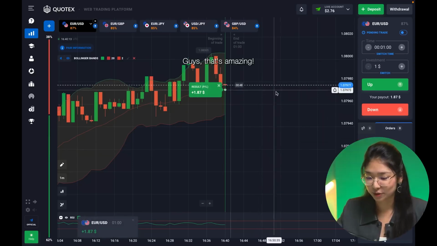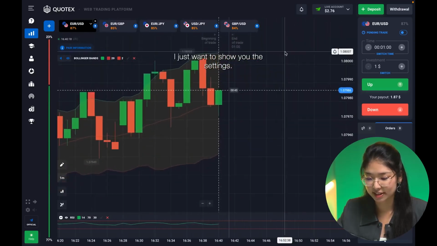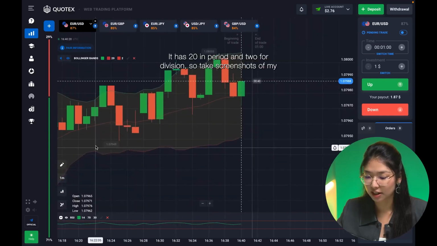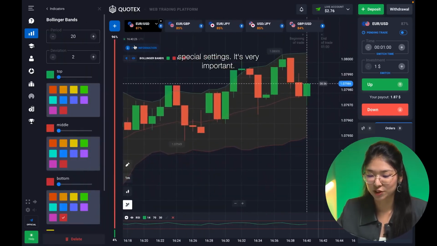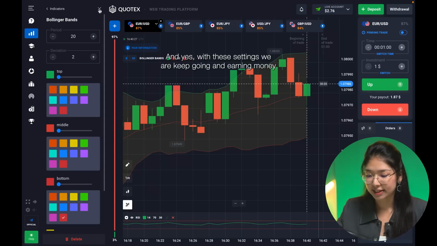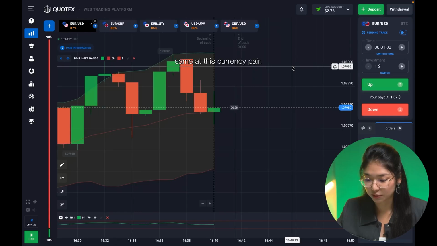Guys, that's amazing! Good start of this trading session. And what about my indicators? I just want to show you the settings. Look at Bollinger Bands indicator. It has 20 period and 2 for deviation. So take screenshots of my special settings. It's very important. And yes, with these settings, we keep going and earn money in this currency pair.